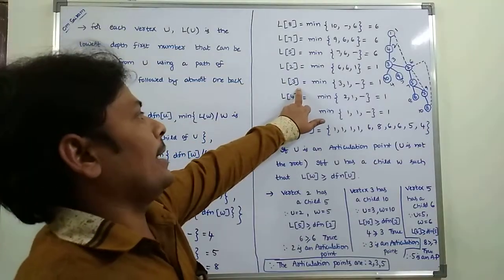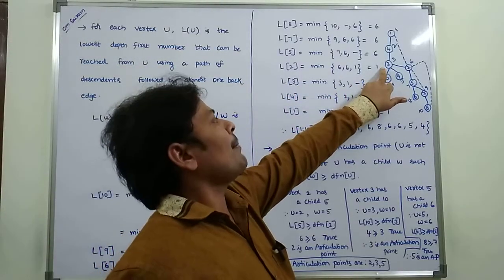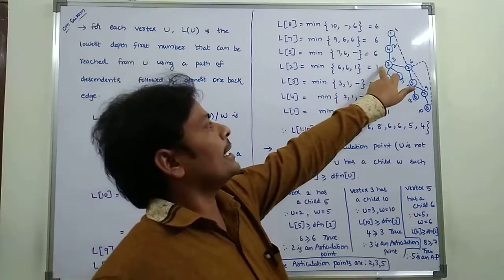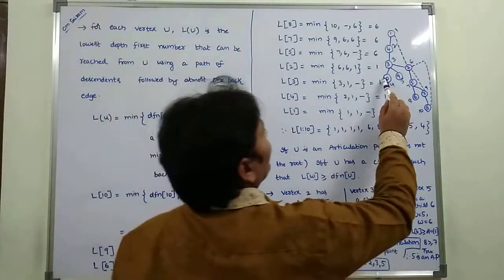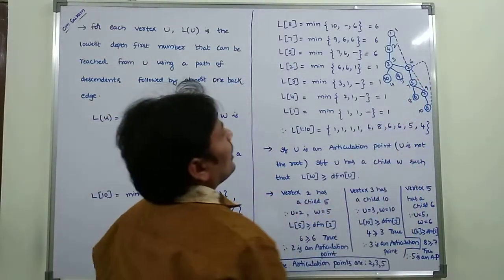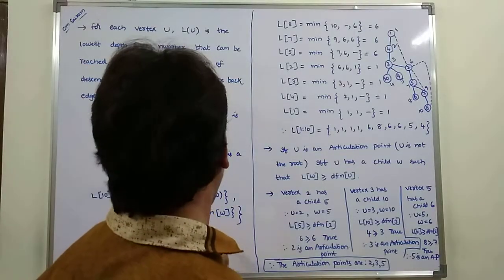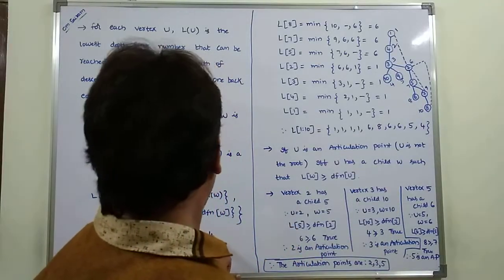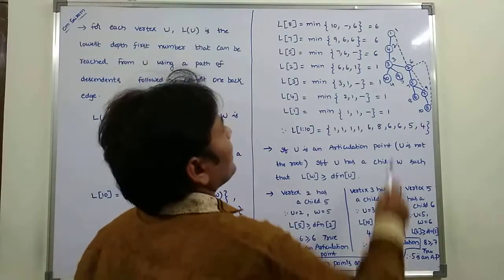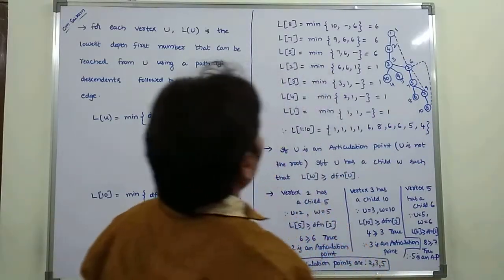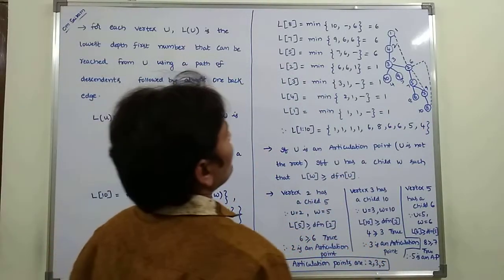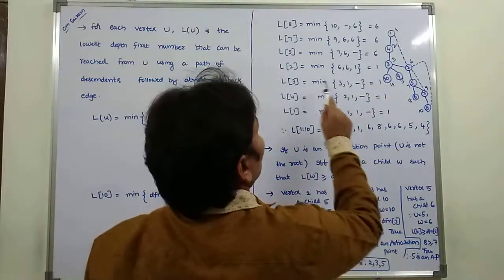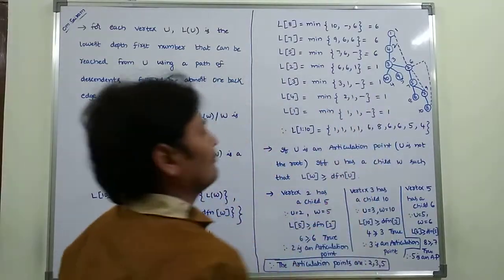Next go for L of 3. L of 3 is minimum of DFN of 3, so that is 3 comma. What are the descendants for 3? So 10, 9, 2. Among them, L of 10 value is 4, L of 9 value is 5. Next L of 2, L of 2 value is 1. Among them which is minimum? 1 is the minimum. There is no back edge. So minimum of 3 comma 1 is nothing but 1.